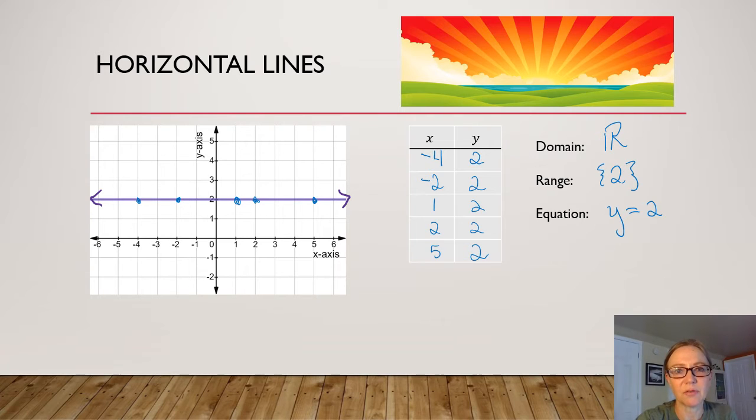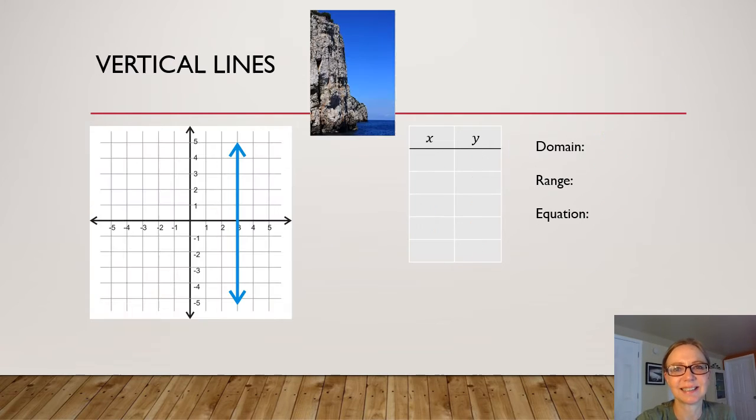Next, we're going to talk about vertical lines. Vertical lines, think of a vertical cliff face, which is straight up and down. So a vertical line goes straight up and down from down forever to up forever, and it crosses the x-axis.